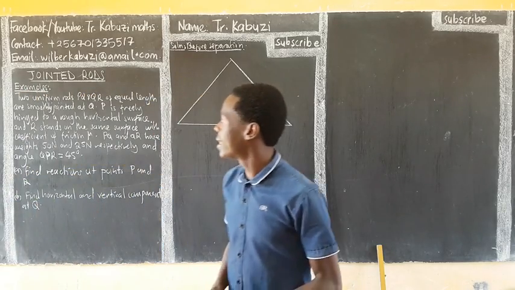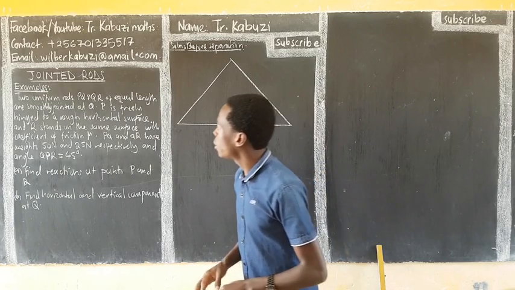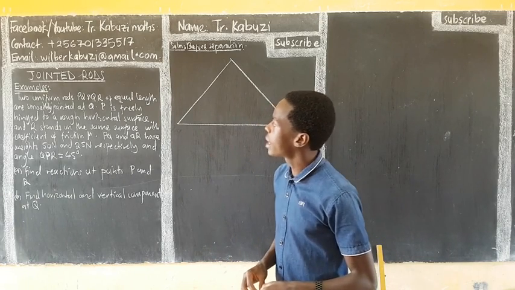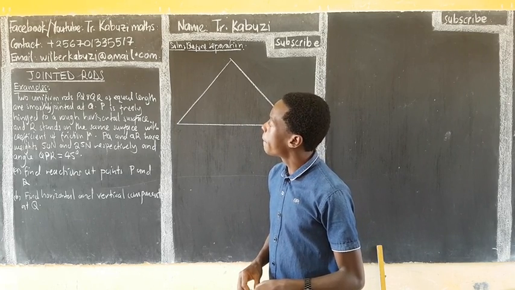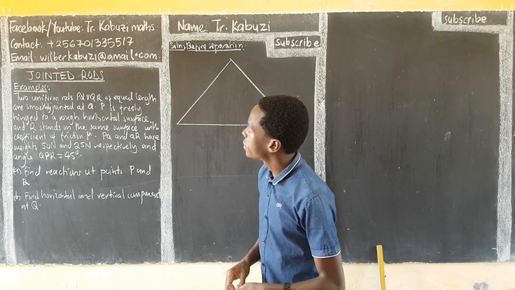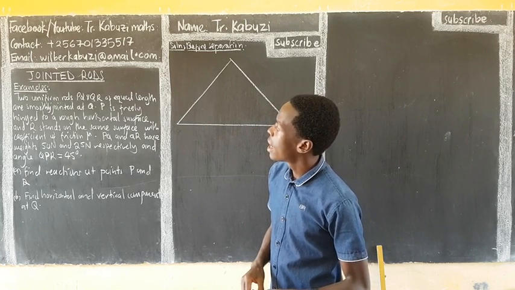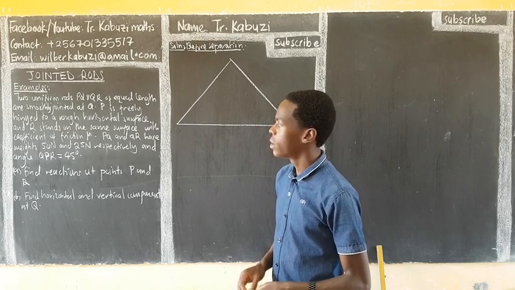Okay, let us see an example still on jointed rods. Two uniform rods PQ and QR of equal length are smoothly jointed at Q. P is freely hinged to a rough horizontal surface, and R stands on the same surface with the coefficient of friction mu. So we start with that.